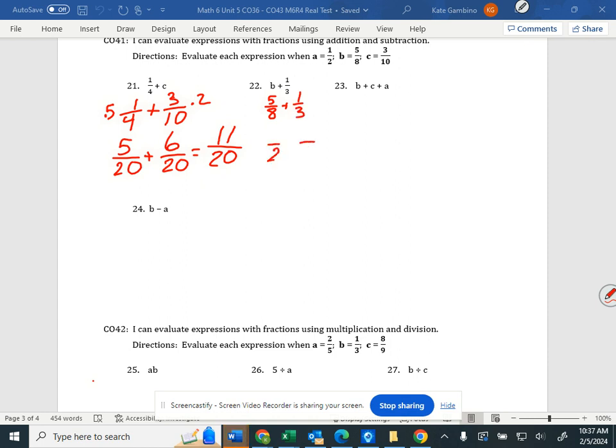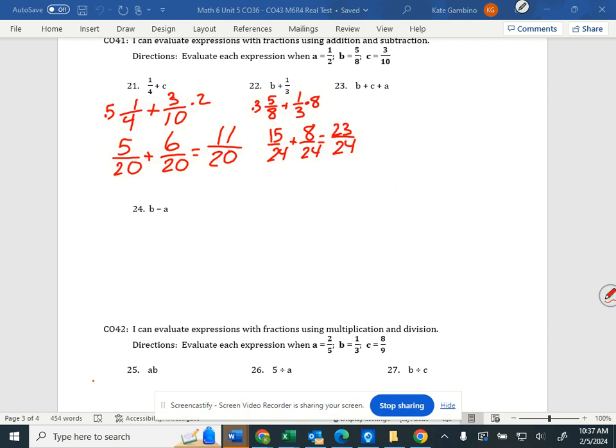Next one, I have 5/8 plus 1/3. Common denominator of 24. 8 times 3 got me 24, so 5 times 3 is 15. 3 times 8 is 24. 1 times 8 is 8. 15 plus 8 is 23 over 24. I cannot get any simpler than that.